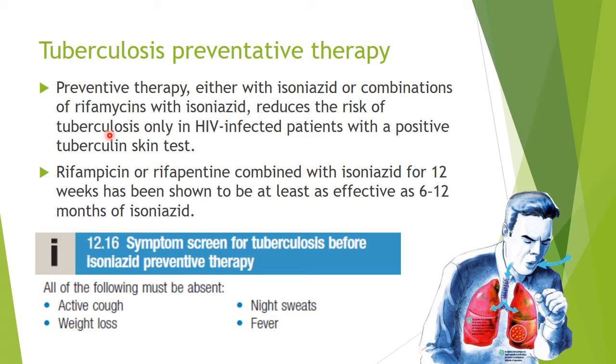And this will reduce the risk of tuberculosis in patients with a positive tuberculosis skin test. But we have to confirm that the person is not tuberculosis positive already, that he is not suffering from tuberculosis already. So the usual guideline is that rifampicin or rifampicin with isoniazid for 12 weeks is as effective as 6 to 12 months of isoniazid. And to be sure that there is no tuberculosis before we start the preventative therapy, we have to exclude the four symptoms: active cough, weight loss, night sweats, and fever.